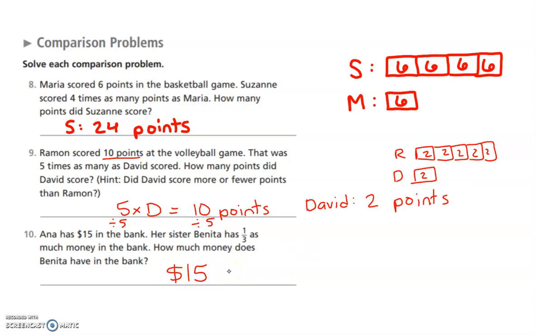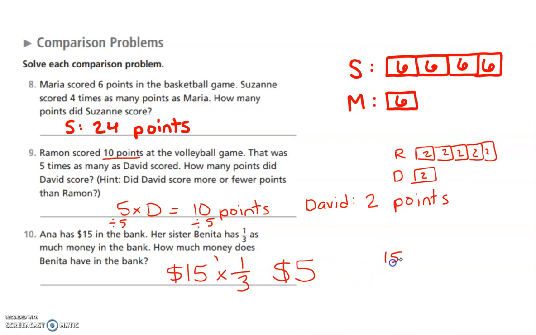Well, this is where you got to be careful. Do we divide that or do we multiply it? If you're finding 1/3 of something, oops, I don't know what that line was. Of kind of means multiplication here. So we're going to find 1/3 of $15. And that then means that Benita has $5 in the bank.